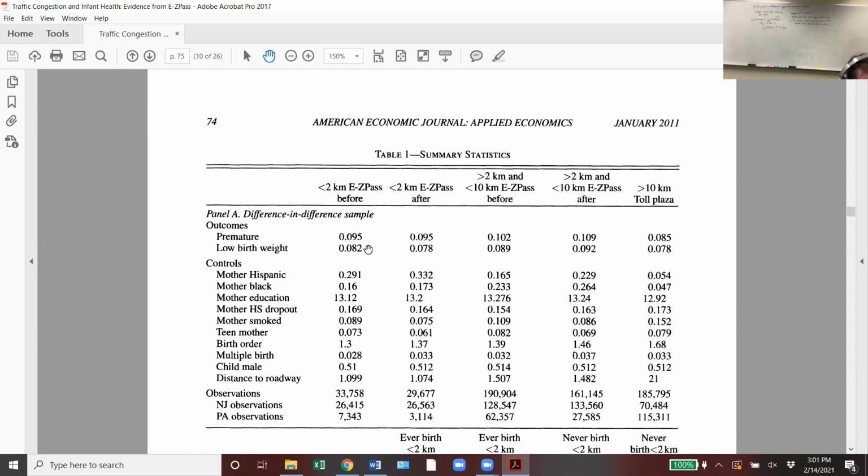And low birth weight, these are different subsets of the sample, but these are all about 9%, right? It ranges from 7.8% to 9.2%. So around 8 to 9% of births in these areas of New Jersey and Pennsylvania tend to be low birth weight.